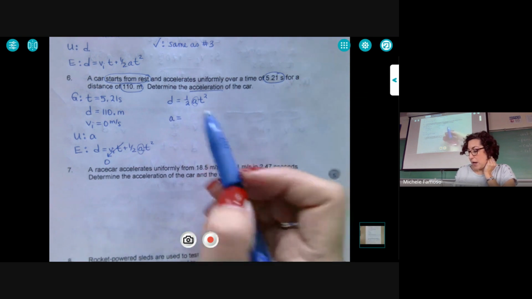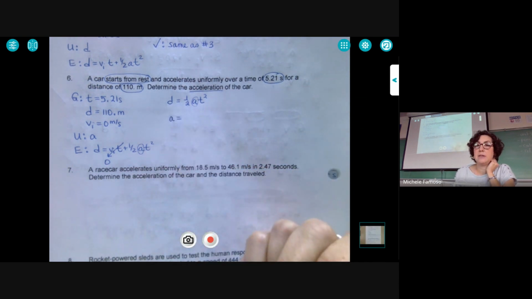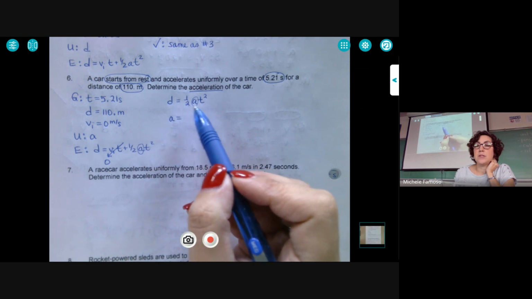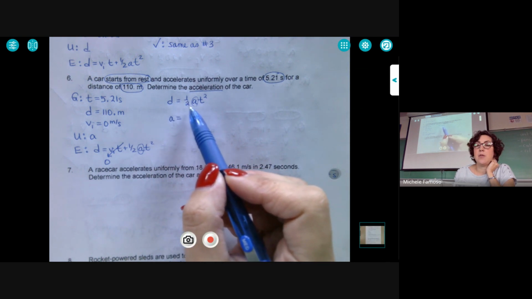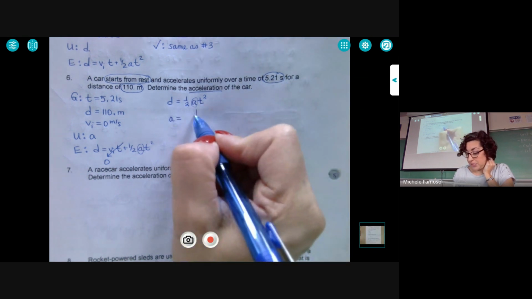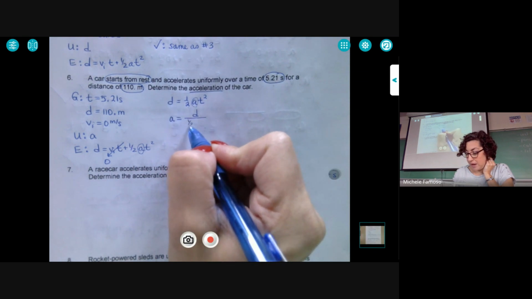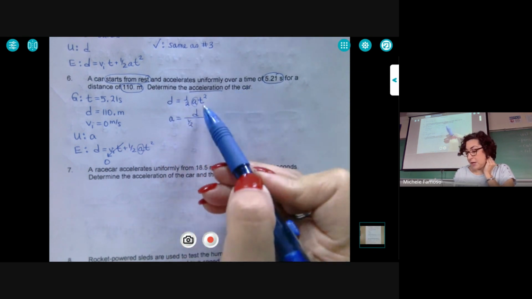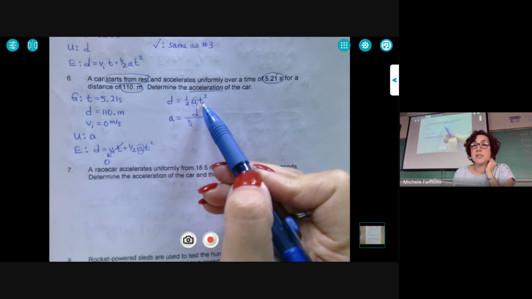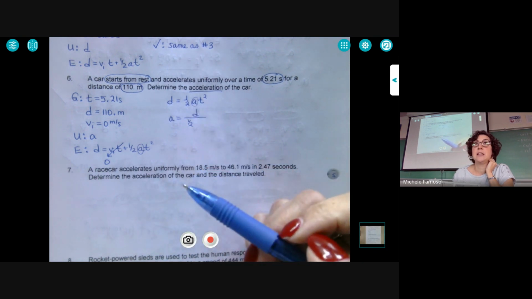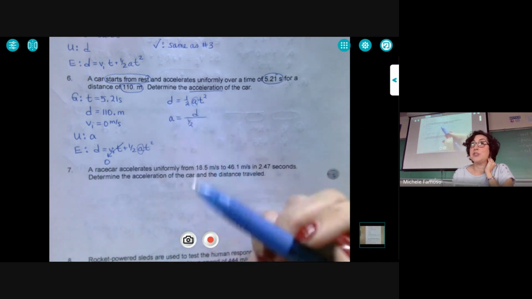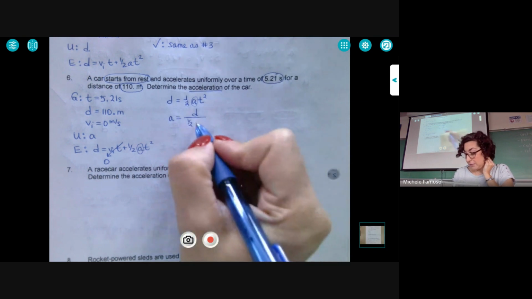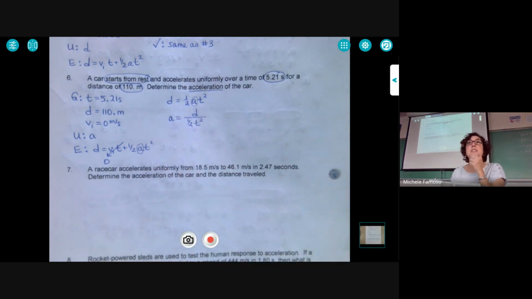Okay, so how do you get a half to the other side? What's happening between the half and the a right now? So what's opposite of multiplying? Division. So we're going to keep the d and we have to divide by the half. Now let's think about the t squared. What is t squared doing to a? So how do you get that to the other side? Also dividing. So we can divide by half and t squared at the same time.